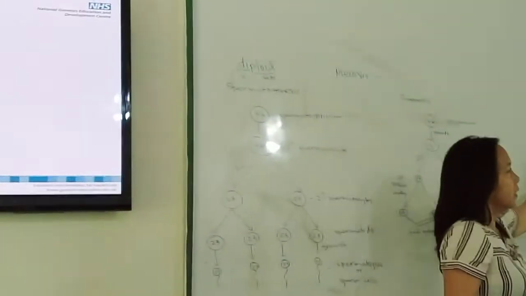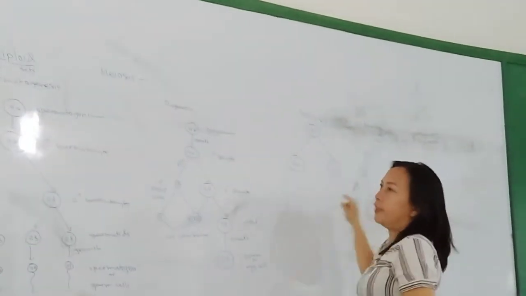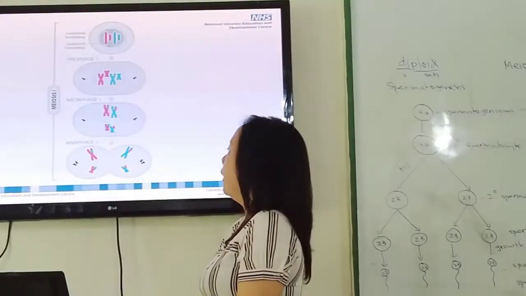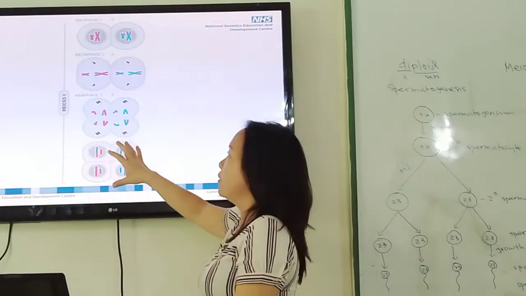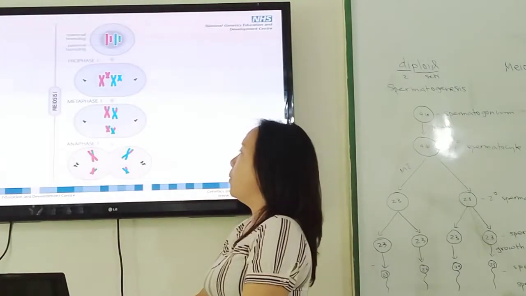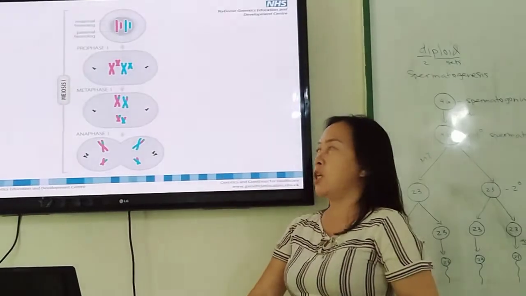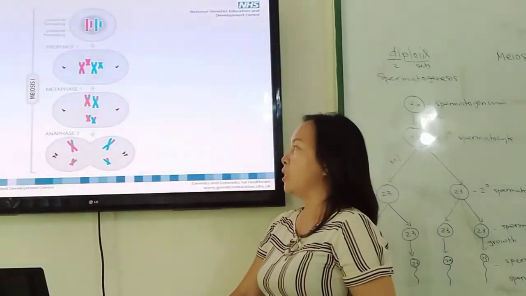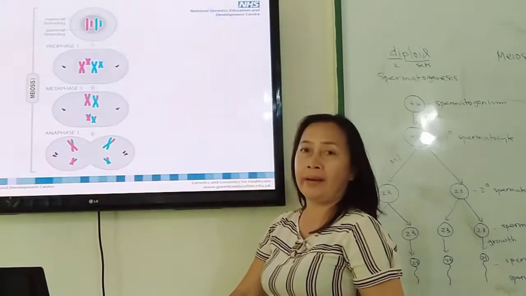Why? Because it is divided into two. We have meiosis 1 and meiosis 2. So this one is meiosis 1 and this one is another division, meiosis 2. Okay? Now let's start. Meiosis 1 is divided again into 4 sub-stages. You have prophase 1, metaphase 1, anaphase 1, and of course telophase 1.